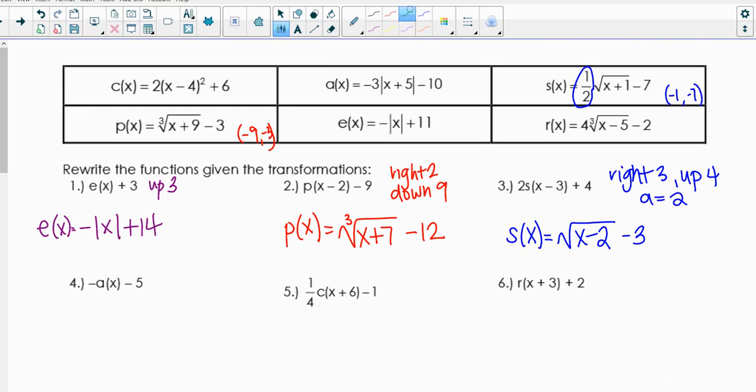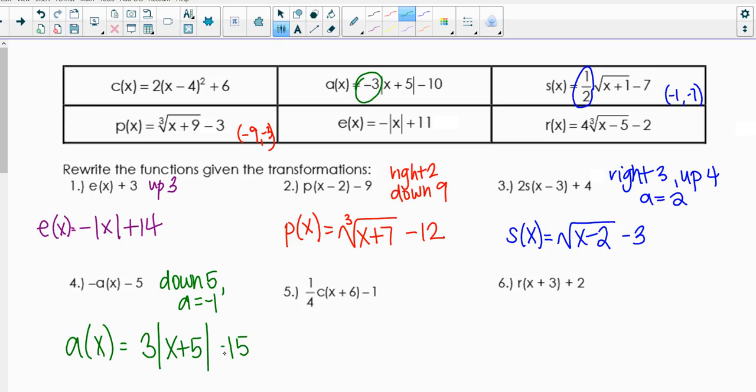Number 4, let's see, we're moving down 5 and we need to multiply our a by -1. So a of x is now, let's see, okay, so my a value in a of x was -3. I'm going to multiply that by -1. It's now a +3. That x plus 5 isn't changing inside the absolute value because I'm not doing anything to my horizontal shift, but my critical point that was down 10 is down another 5, so -15, right? -10 minus 5 is -15.